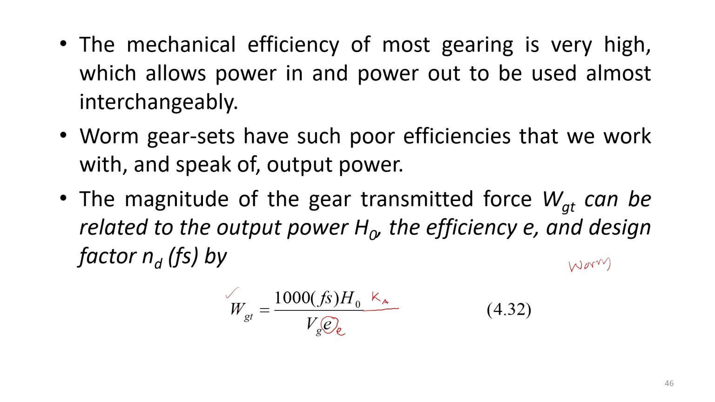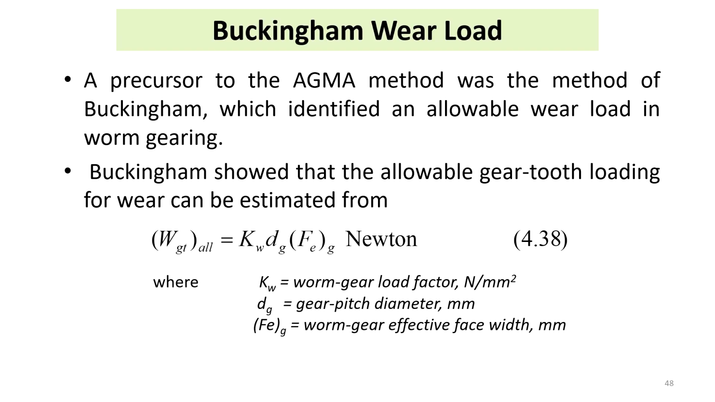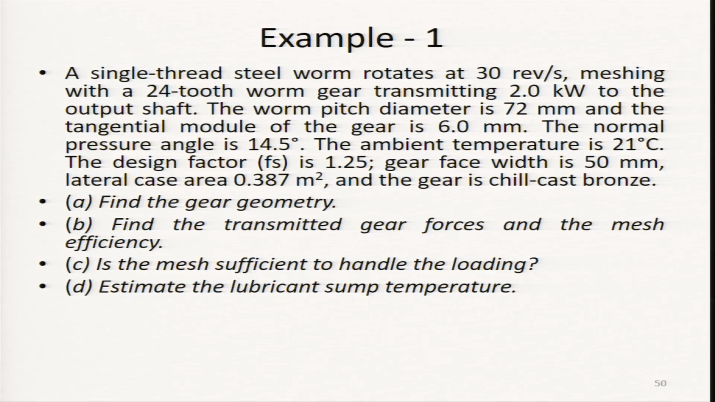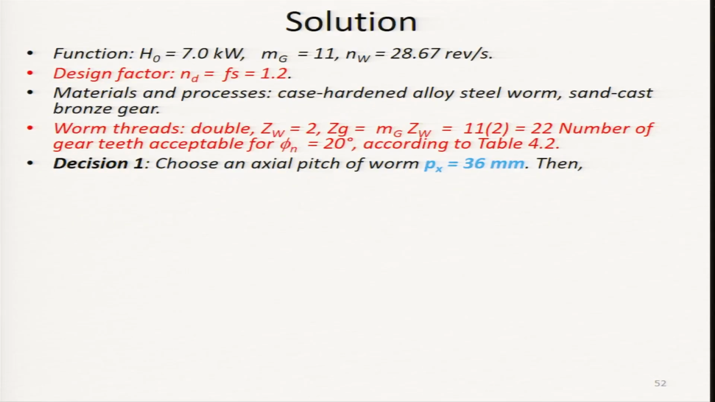So, the amount of transmitted force you want in your worm and worm gear set is WGT, but what is allowed by the Buckingham wear load is WGT allowed. So your WGT transmitted load on the gear should be less than or equal to the WGT allowed. Okay, this is the example, a simple example.